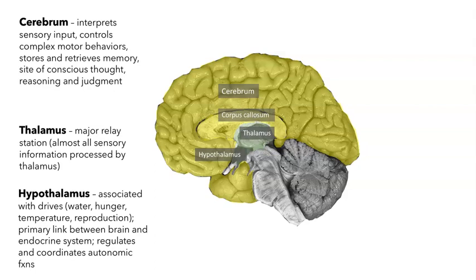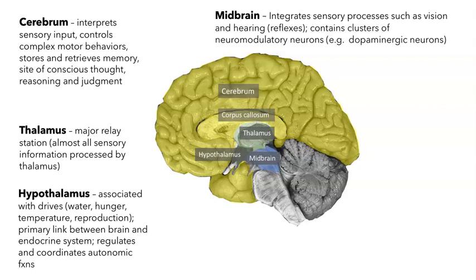If you're cold, your hypothalamus is telling you that. The hypothalamus is a primary link between the brain and the endocrine system. It's going to regulate the release of many hormones. The hypothalamus also regulates and coordinates autonomic functions, so the visceral nervous system.